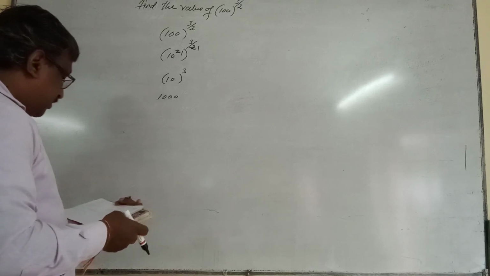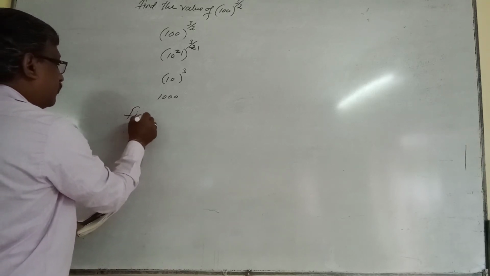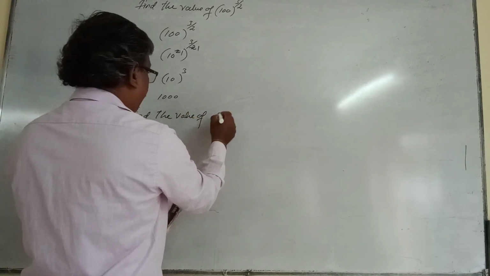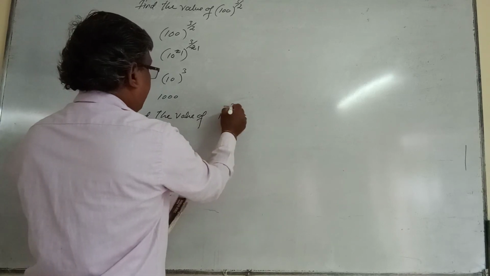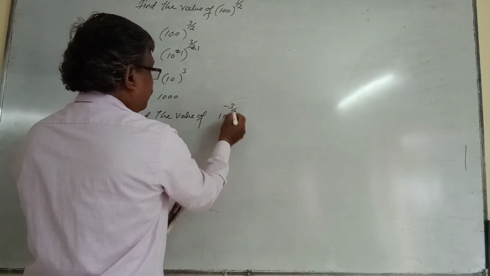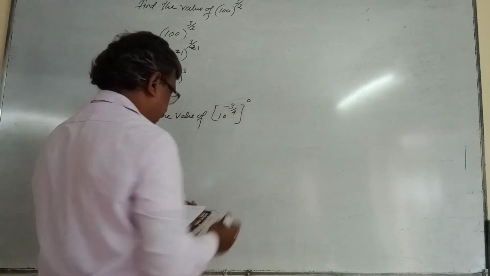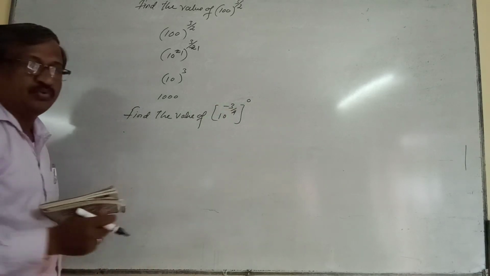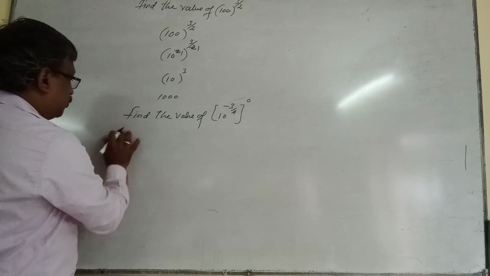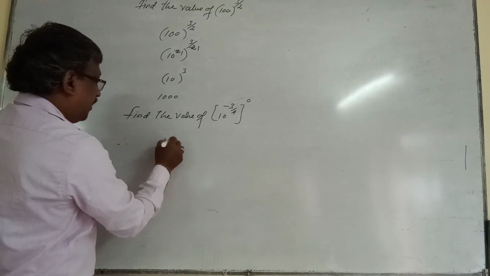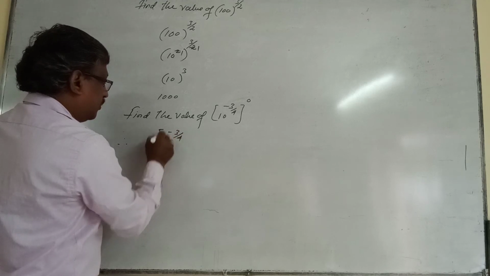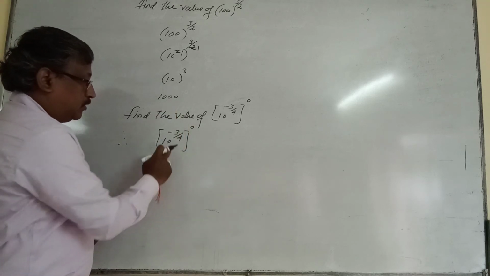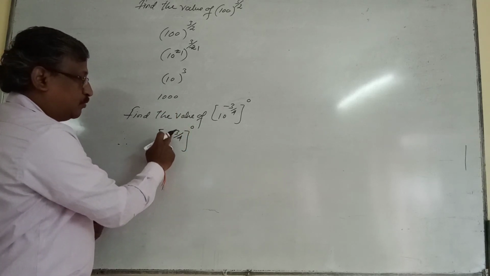My next sum is: find the value of 10 raised to minus 3 by 4, that whole raised to 0. You have to find out the value of 10 raised to minus 3/4 raised to 0. So again I will rewrite the problem. It is 10 raised to minus 3/4, that whole raised to 0.